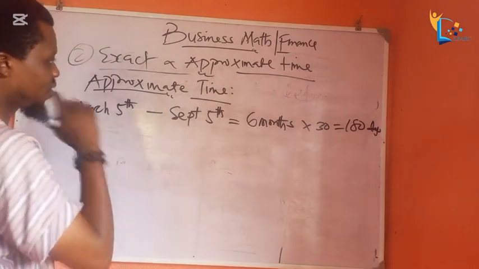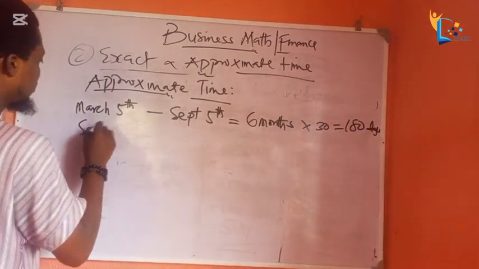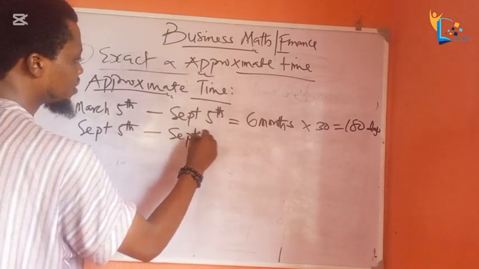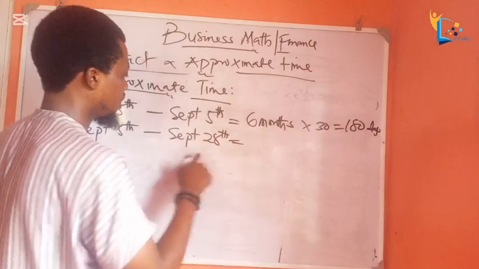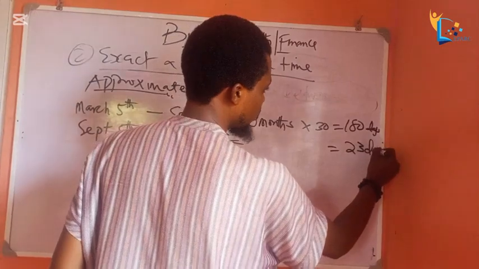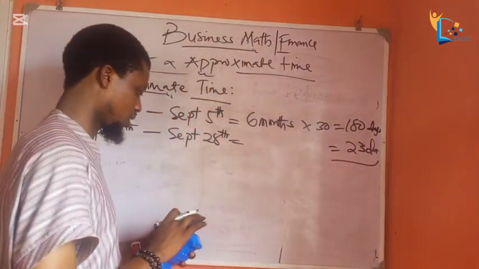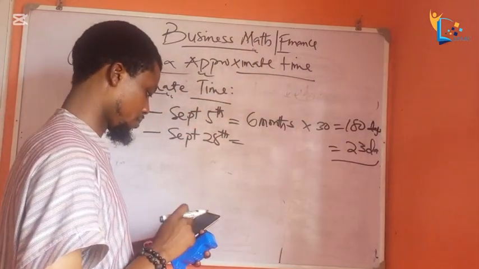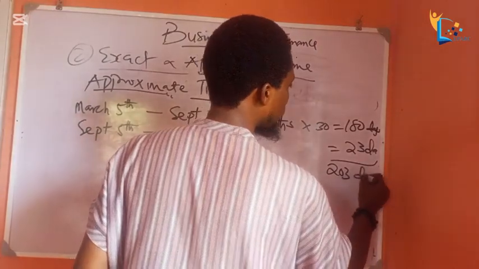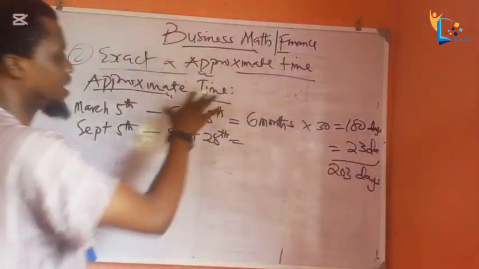Then from September 5th to September 28th, how many days? That's 23 days. So 180 plus 23 is 203 days. So this is how we calculate approximate time.